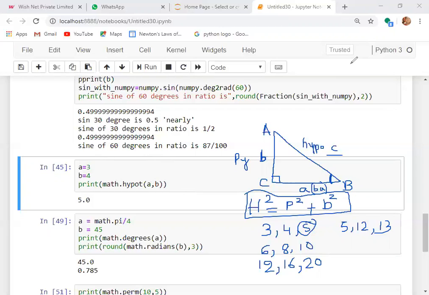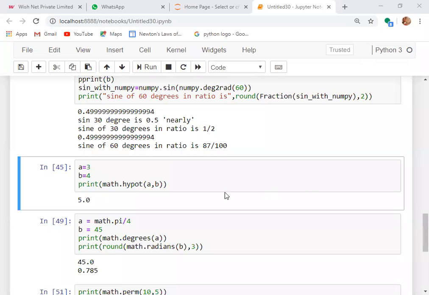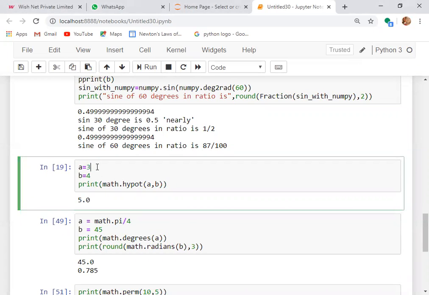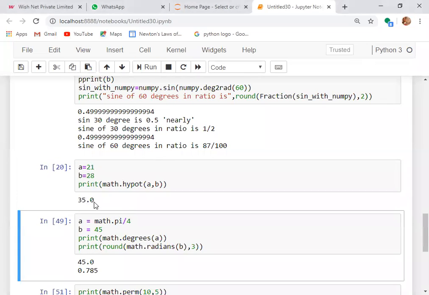Let's run this program and see how Python works. So if A is 3 and B is 4, we always know that the hypotenuse is 5. But if you change it, let's say 3 is multiplied by 7, so it is 21, and 4 is also multiplied by 7, so it will be 28. So what will be the value of the hypotenuse? The hypotenuse will be 5 multiplied by 7, that is 35. So see that it is 35.